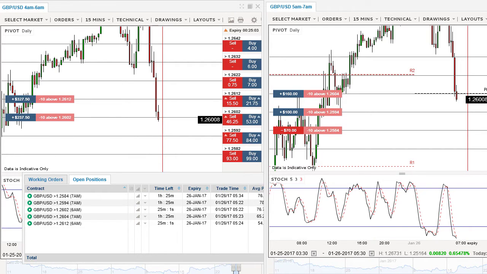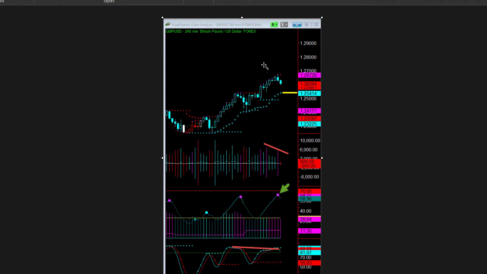Now let me see if I can get the 240-minute chart over here for you to see. You can see this is the 240-minute. We've had diverging volume. We've also had this magenta dot here. That tells me it's coming down to this yellow line at about 2541.